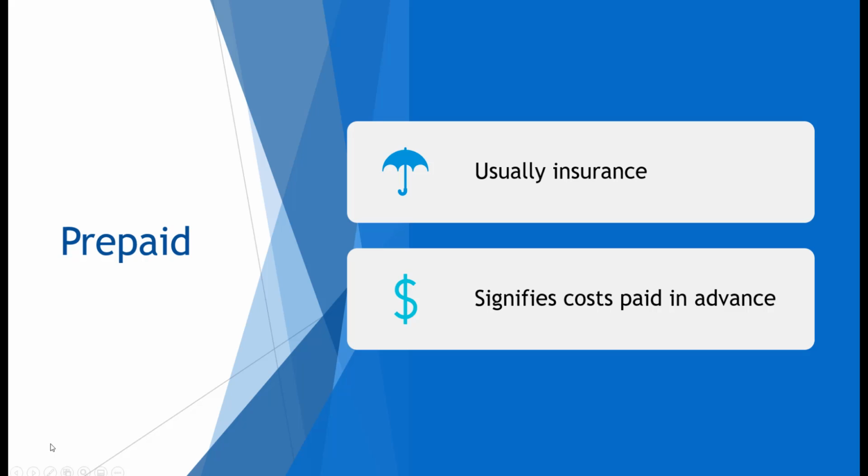So now we've come to prepaids. This is one of those areas on the balance sheet that usually gets glossed over and ignored, but I just want to touch base on it real quickly so you understand what is going on with prepaids. Prepaids are usually going to be insurance, about 90% of the time. What it really signifies is a cost paid in advance. So if you prepaid the rent on your building, say you paid for the first 3 months of rent, that should be a prepaid item on your balance sheet.